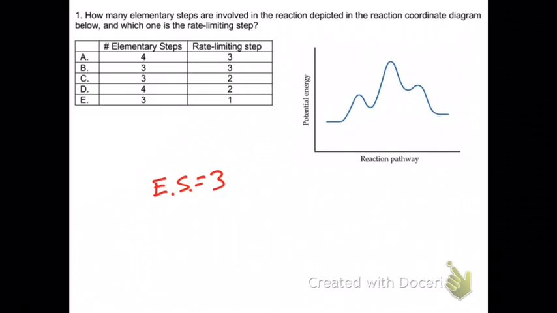And the slowest one is going to be the rate determining one, and that's going to be the one with the greatest activation energy. And we can see here clearly that this step, the second step, has the highest hill to overcome in terms of energy. So the rate determining step is going to be number 2. So 3 steps with the second step being the rate determining step.